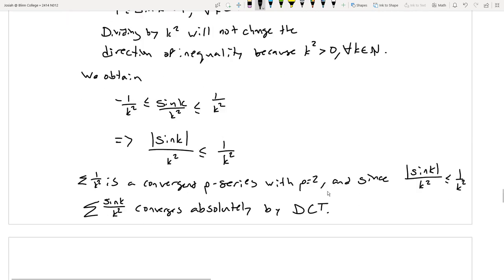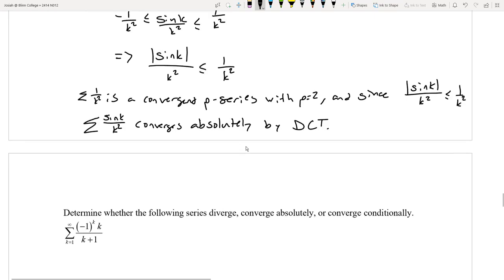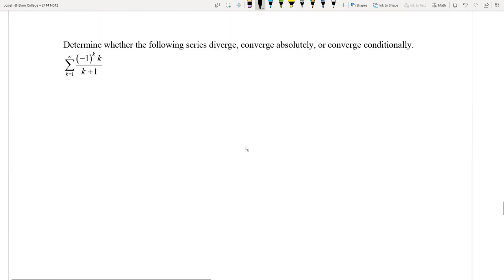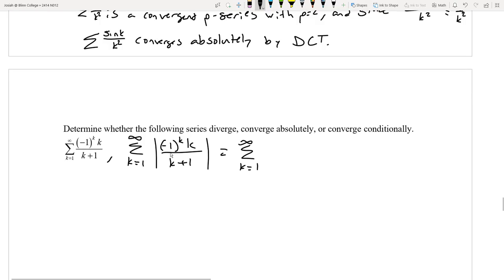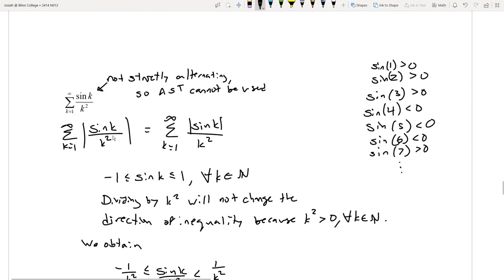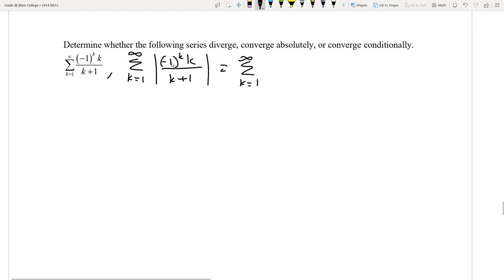So we have now a roadmap for how this should work. We'll go ahead and keep going with this. We apply the absolute value. When we do that, our alternator goes away, if we have one here. If it's not an alternator, if it doesn't just bounce back and forth between -1 and 1, we do have to keep it around. But since this bounces back and forth between -1 and 1, the absolute value of that should just be 1. So we just get k over k plus 1.